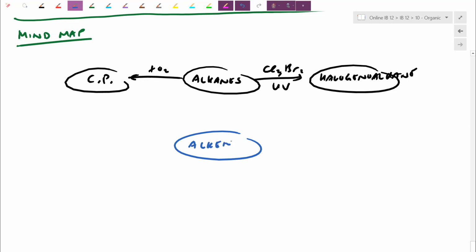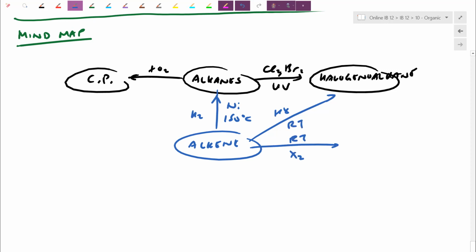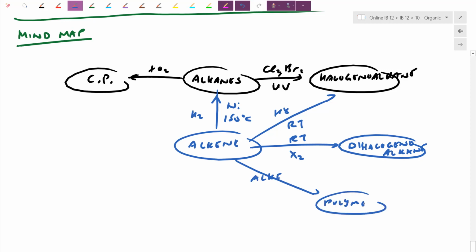Alkenes have a C-double-bond-C. I can hydrogenate them. So in the presence of H2, we usually use nickel as a catalyst, slightly hotter than room temperature here. We can form a halogenoalkane here by adding an HX electrophile across the double bond. That occurs at room temperature. I can add an X2, also occurring at room temperature here. That ends up forming a dihalogenoalkane. It's an alkane with 2 halogens. It can react with other alkenes and end up forming a polymer. So, linking of many monomer units.